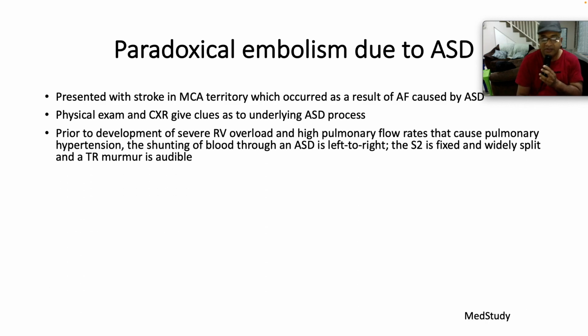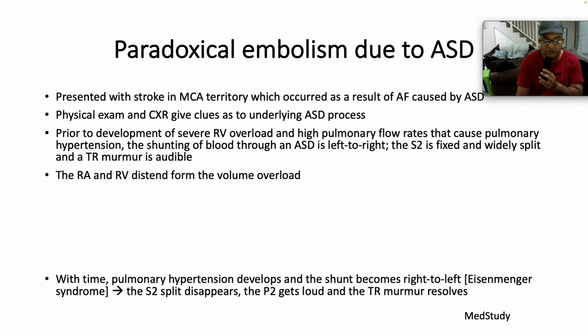Now, prior to development of severe right ventricular overload and high pulmonary flow rates that cause pulmonary hypertension, the shunting of blood through the ASD is left to right, and the second heart sound is fixed. So fixed, widely split second heart sound, and the murmur of TR, which is tricuspid regurgitation, is audible. The right atrium and the right ventricle will distend on account of volume overload.